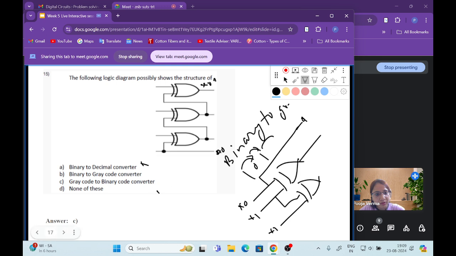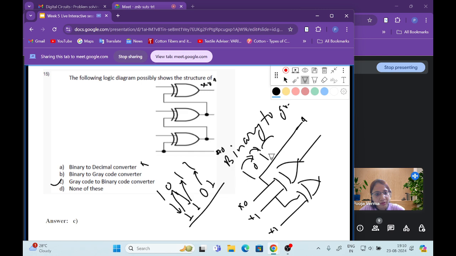Let's see 1 0 1 1. For gray to binary conversion we take the first bit as it is, then XOR the output of the first bit with the input of the next bit. So 1, then 1 XOR 0 gives 1, then 1 XOR 1 is the same so 0, then 0 XOR 1 gives 1. So it is a gray code to binary code conversion. I hope you understand this.